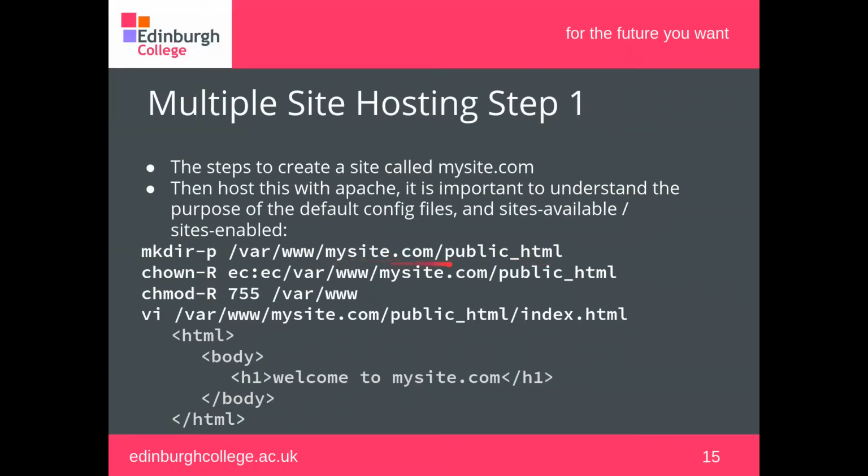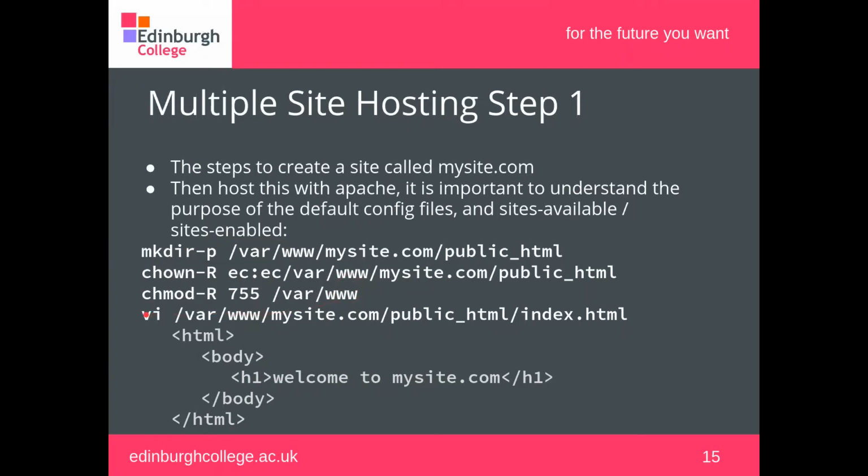So if my site didn't exist, if www didn't exist, if var didn't exist, it would make all of those to public HTML. Then change the ownership of this from root to EC. Okay, then change the permissions on the directory so public people can come in and look at the website. Change the permissions on everything in there, www.